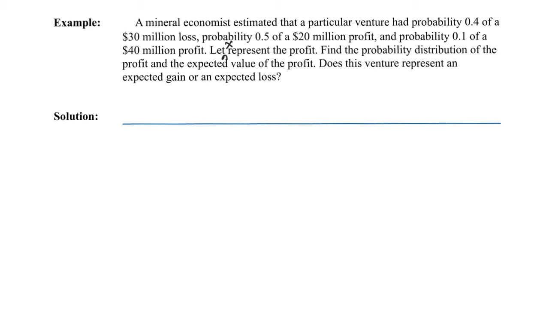So in this example, a mineral economist estimated that a particular venture had a probability 0.4 of a 30 million loss, a probability 0.5 of a 20 million profit, and a probability 0.1 of a 40 million profit. Let x represent the profit. Find the probability distribution of the profit and the expected value of the profit, and conclude whether it is an expected gain or expected loss.